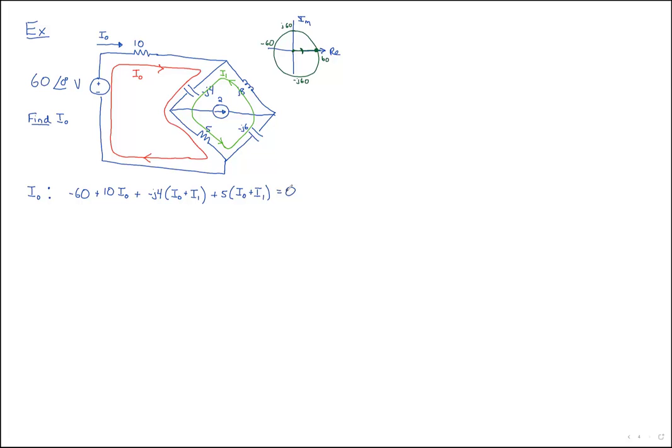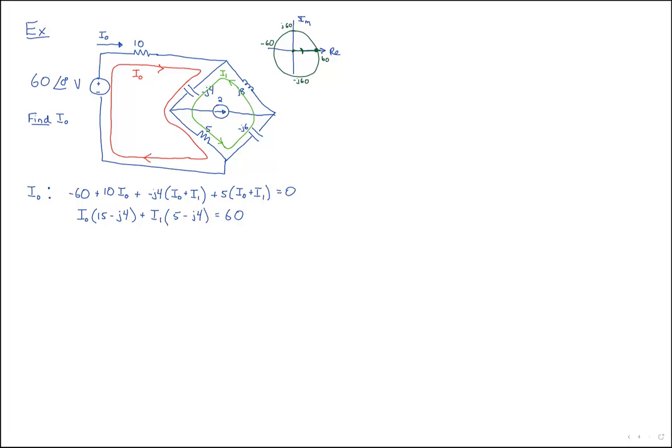and that completes our circuit. So now let's rewrite this with our variables on our left and our constants on our right. The question is, how much I naught do we have? And the answer is, we've got 10 from this, plus 5 from this, that's 15, minus J4 from this. How much I sub 1 do we have? Let's see, we've got 5 over here. That's our only real amount. And we've got minus J4 over here. We've got no other variables, and we've got 60 that we can place to our right. That's our constant.